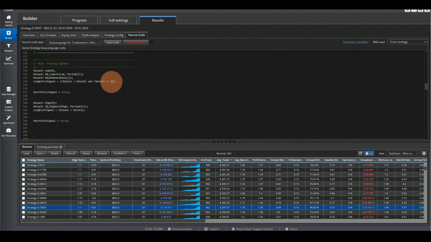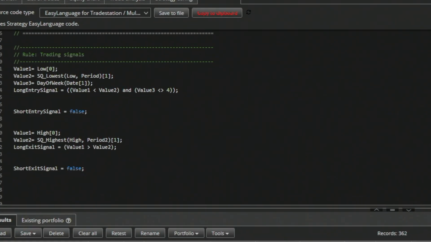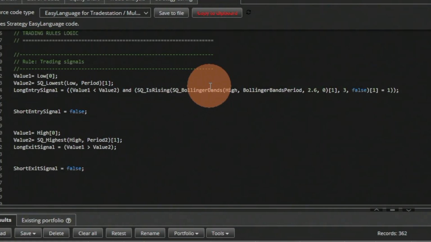So if the day is not Thursday and we get the lowest low of the period, then we go long. Look at this one. This one is using Bollinger Bands. Now you can see how simple it is using StrategyQuant X to add 400 filters and try them on immediately and see which one works, which one doesn't.